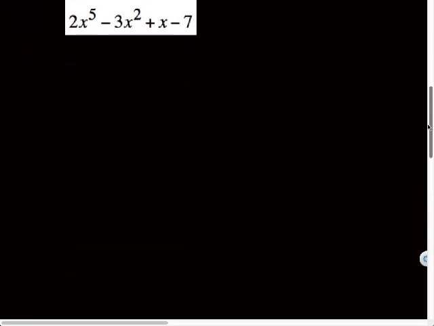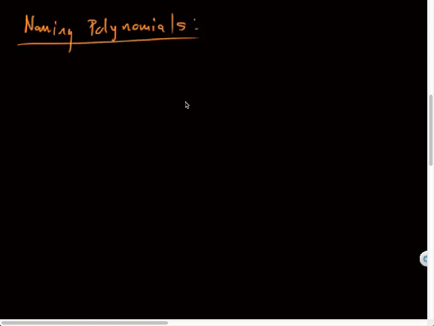It turns out there's also this concept of naming polynomials. And polynomials, like people usually, actually have two names. I'm spelling that wrong: nomial. Naming polynomials. The first way to name them is by degree.